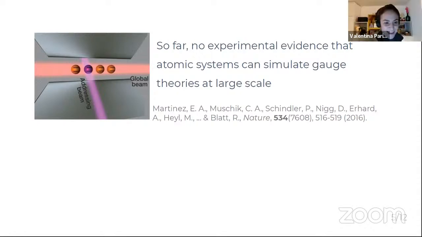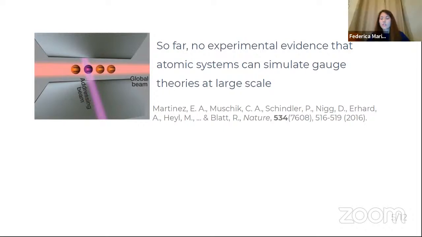Okay, thank you. We have also a question from Bill Phillips for you. He's asking, what is important about Rydberg atoms for simulating dynamic gauge fields that is absent in, for example, contact interaction? What is the difference between contact and long-range interaction?